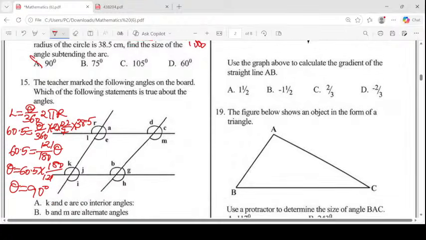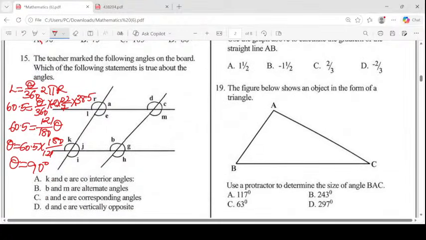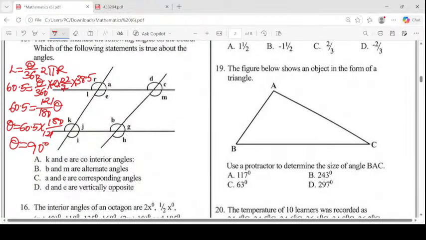Question 15. The teacher marked the following angles on the board. Which of the following statements is true about the angles? K and E are co-interior angles. Look at K and E. K and E, co-interior angles. That is false. K and E are alternate angles. This one is not true.